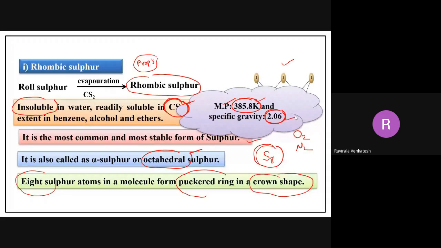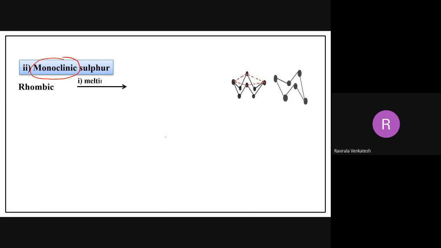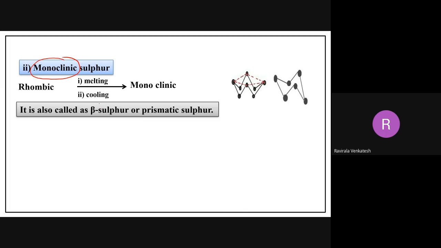Now let me see the next slide here. Already we have taken this. Next is what? Monoclinic sulfur, beta. The next topic is the second allotrope, called monoclinic sulfur. This is called what? Beta sulfur we can call this. It is called beta sulfur or prismatic sulfur, because of the structure they call it like that, right?